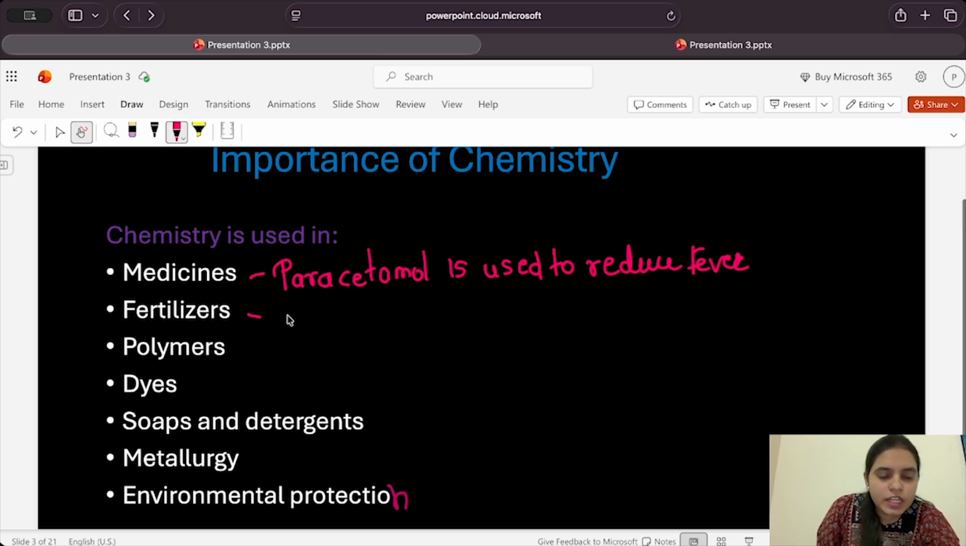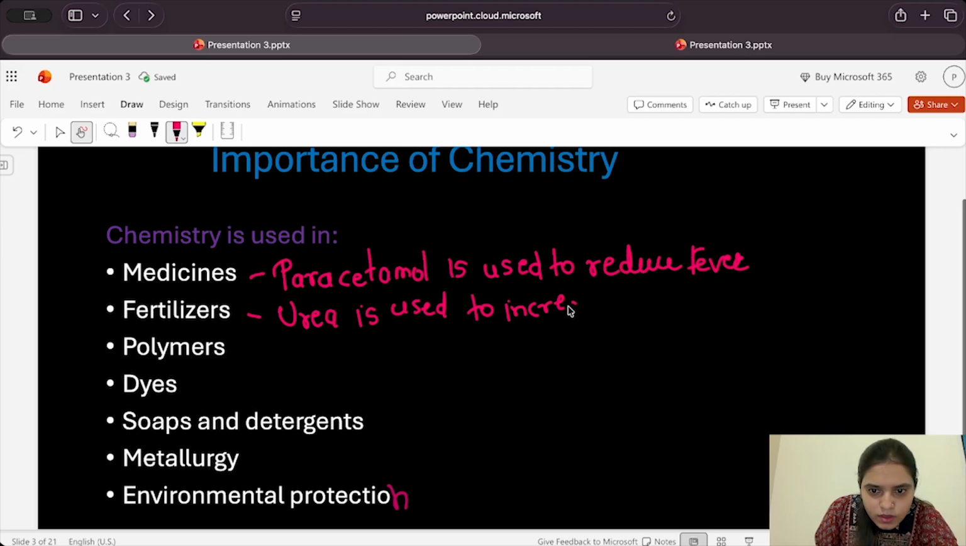So, next is fertilizers. Do you know the fertilizers you have used in your daily life to increase plant growth? Fertilizers provide essential nutrients to plants, increasing crop production and supporting agriculture. So, urea is the fertilizer used to increase crop growth, right? Urea is also a famous example.